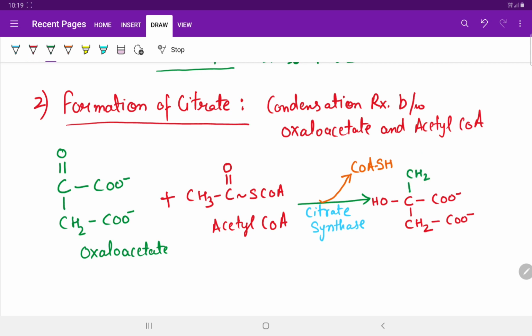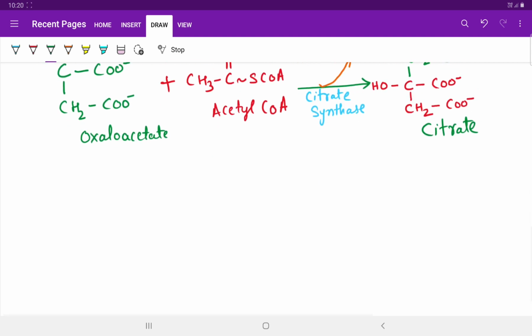So you can see the red colored compounds are obtained from oxaloacetate, while green colored are obtained from acetyl coenzyme A. I had used the different colors now. So this is the structure for citrate. Now the next step is the formation of isocitrate. So this is basically an isomerization reaction.